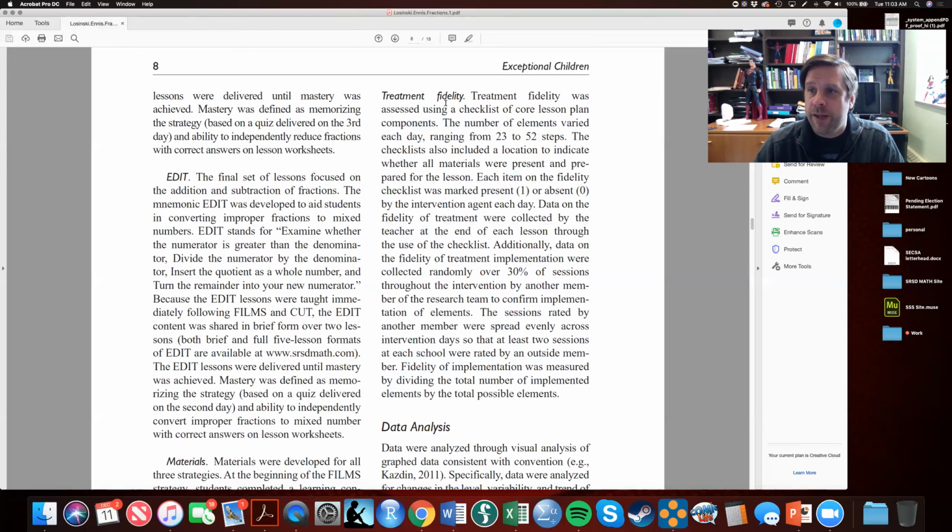If you don't implement PBIS with fidelity, it's not going to work. If you don't implement students' behavior intervention plans with fidelity, they're not going to work. So we know that fidelity of implementation has a big part of all these things. We want to document that this thing was implemented with fidelity, so that we know that what we wrote in the procedures, we did, and that we followed it precisely, and it came out with these results.